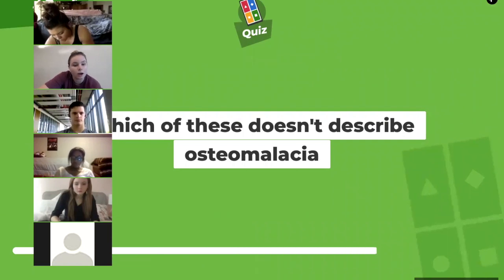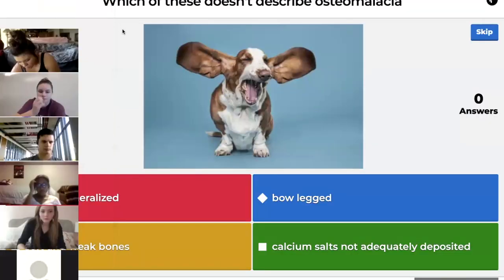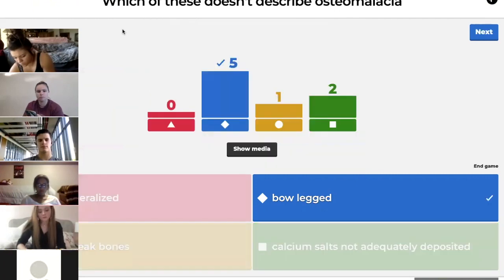Which of these doesn't describe osteomalacia? Cool. So osteomalacia is bone softening. That doesn't necessarily give us bowed legs, but bone softening occurs due to poor mineralization, soft and weak bones, and when our calcium salts are not adequately deposited.